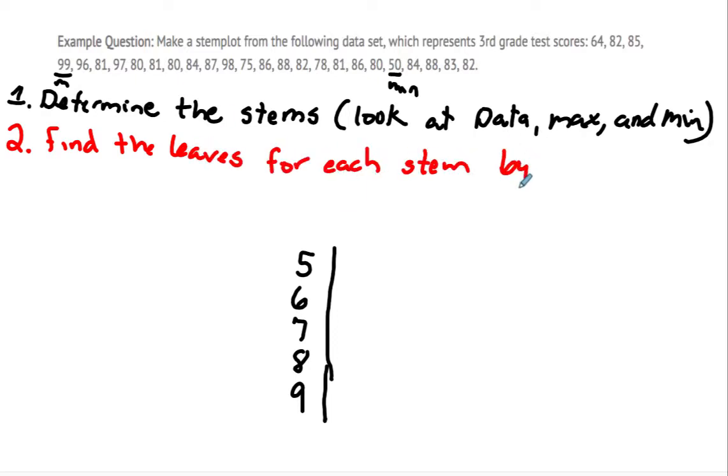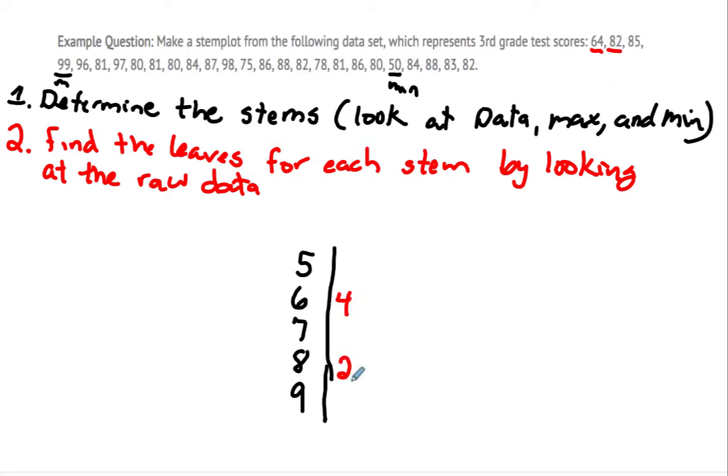So we're going to find the leaves for each stem by looking at the raw data. Our first data point is 64. So on the 60 row, I'm going to write a 4. 82, on the 8 row, I'm going to write a 2. 85, again on the 8 row, I'm going to write a 5. 99, row 9. 96, on row 9, I'll write a 6.